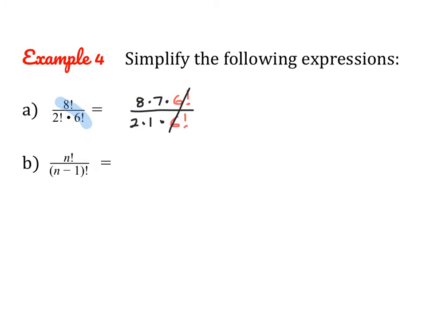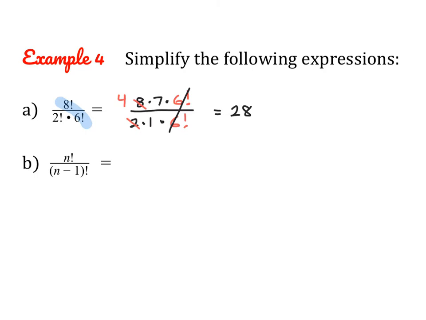And then here we can simplify as well. And all we have left is 4 times 7, which is 28. So you can see there's definitely a more efficient way to simplify terms with factorials than just multiplying everything out and simplifying from there.